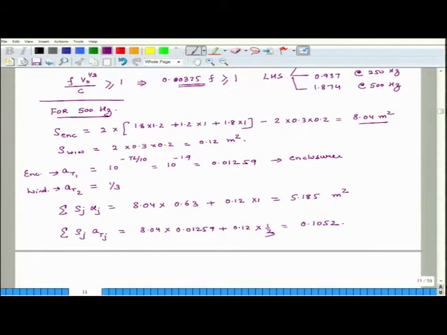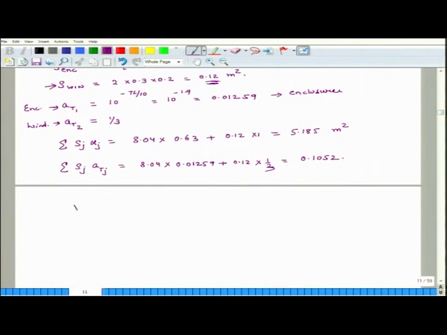Okay. Remember, this area S window includes both the windows. So, that is why 0.12 includes both the windows. So, W over W out equals 1 plus the sum of S j alpha j divided by the sum of S j tau j, and this is equal to 1 plus 5.185 divided by 0.1052, which works out to be 50.29.